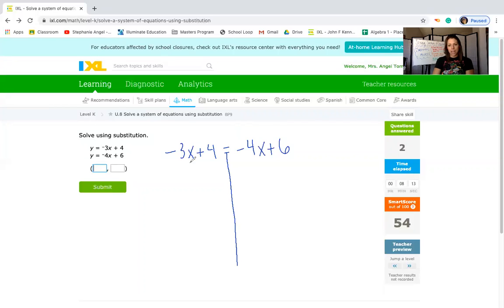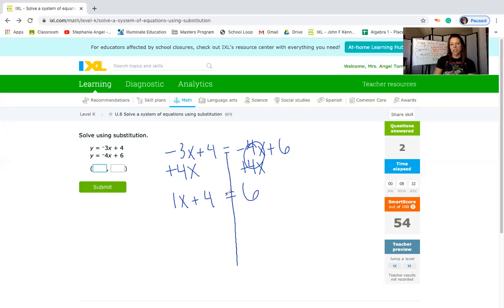I don't like to deal with negative coefficients, meaning I don't want to add 3x to both sides because that would make a negative 1x here, and I don't like that. So I'm going to add 4x to both sides. You can totally do it the other way, but this way I don't have to deal with negatives. It makes a 0 term, and I'm left with 1x plus 4 equals 6.